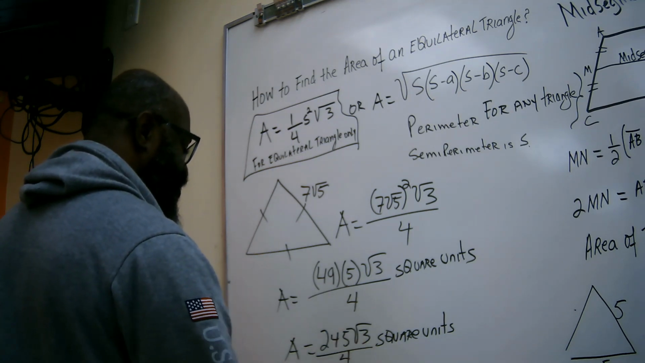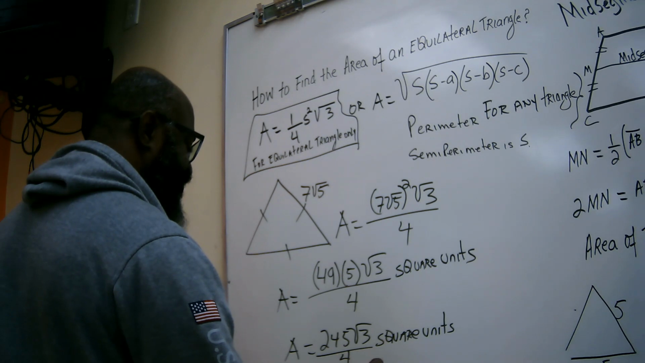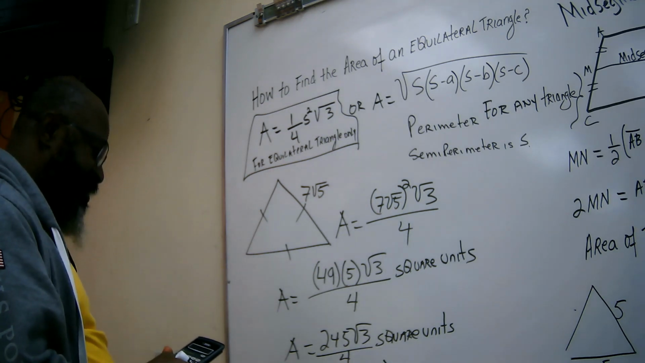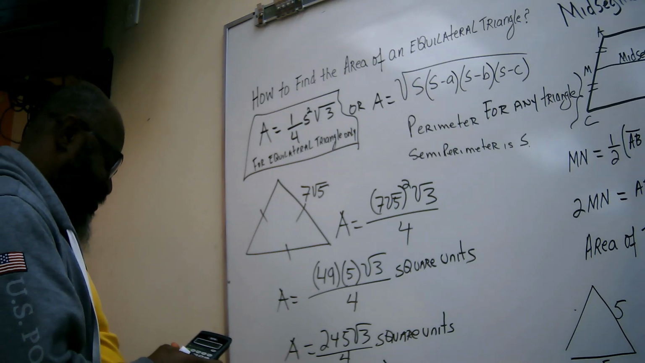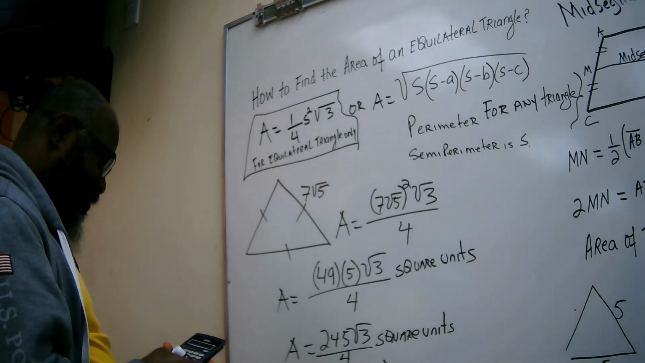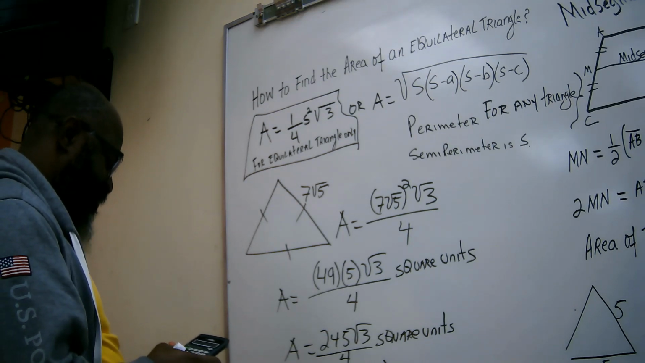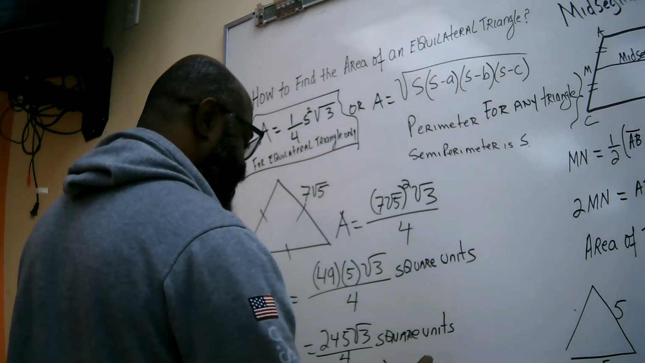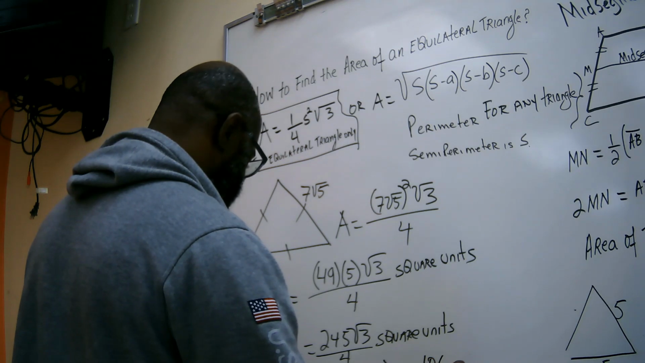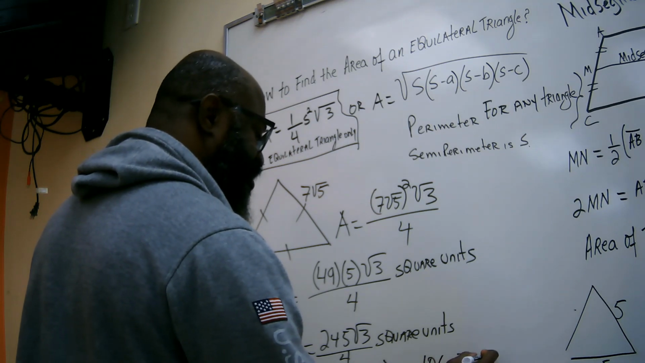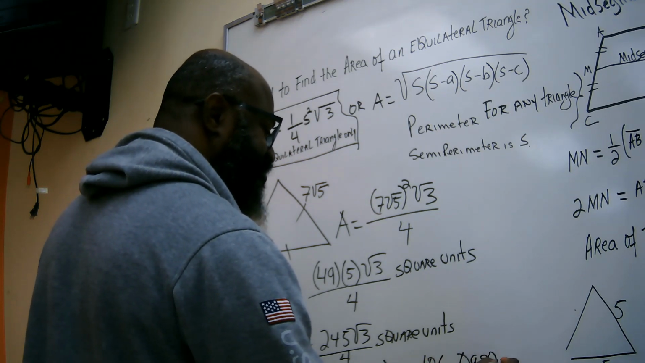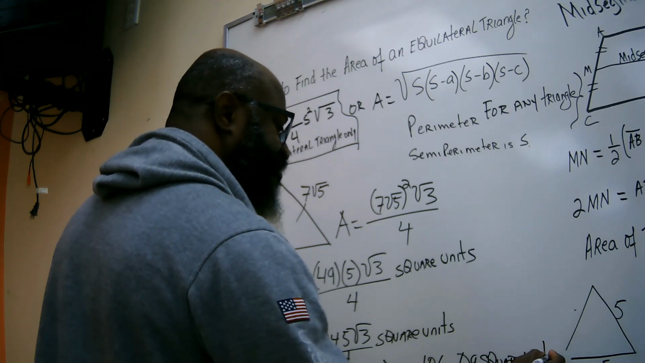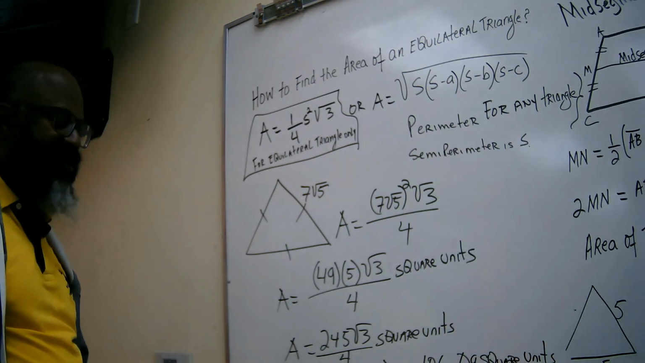And square root of 3 is 1.7321. Multiply that, 61.25 times 1.7321. This is roughly about 106.09 square units. Alright, this is your area.